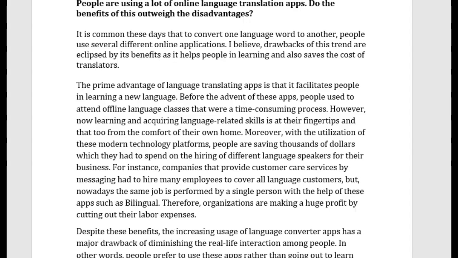It is common these days that to convert one language word to another, people use several different online applications. I believe drawbacks of this trend are eclipsed by its benefits, as it helps people in learning and also saves the cost of translators.